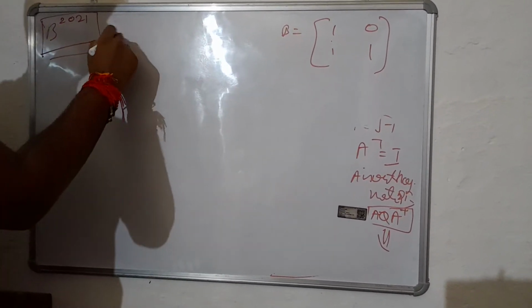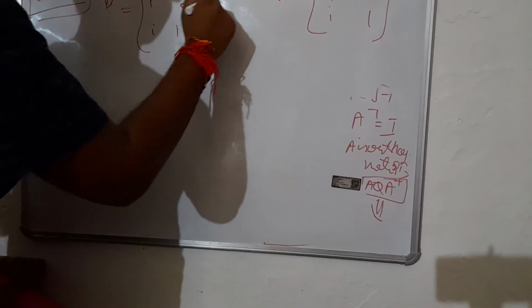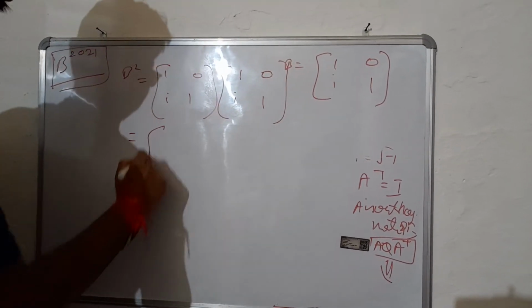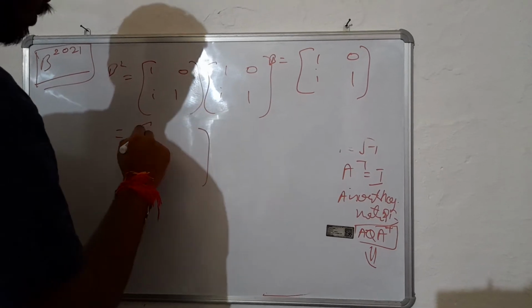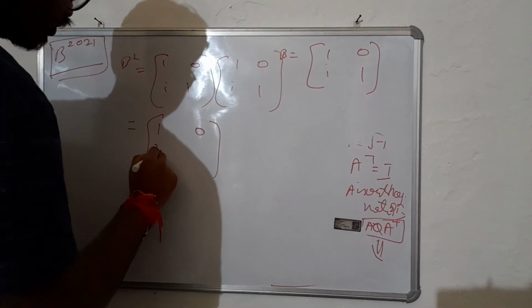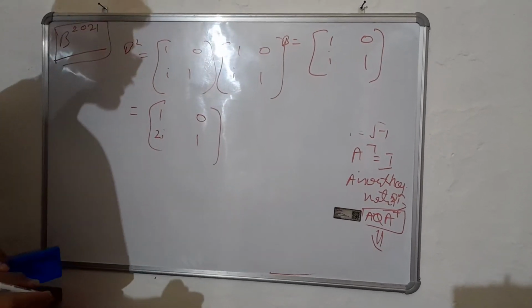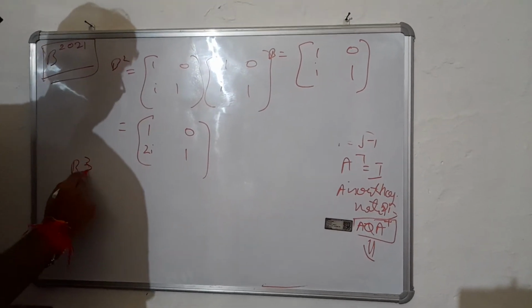Okay. So now finding B square. Finding B square, 1 0 iota 1. What will it be? Tell me guys. Tell me quick. This is going to be 1. This is going to be 0. This is going to be 2 iota. This is going to be 1. Simple. Is it clear?